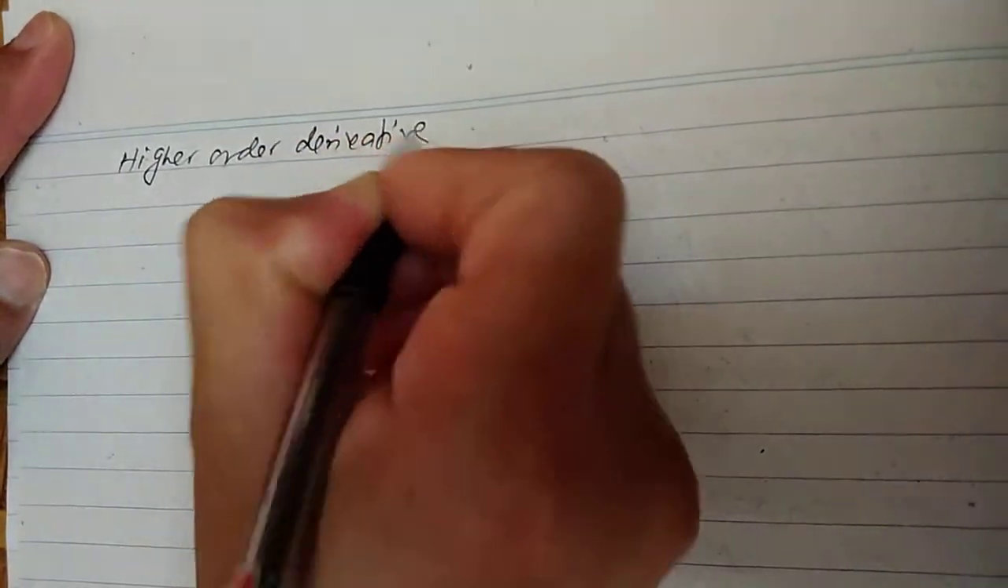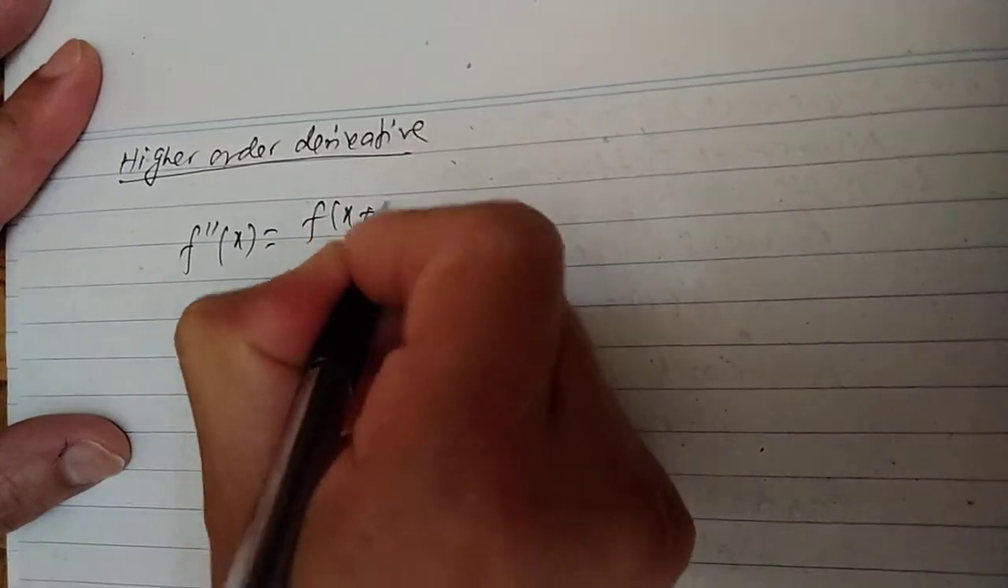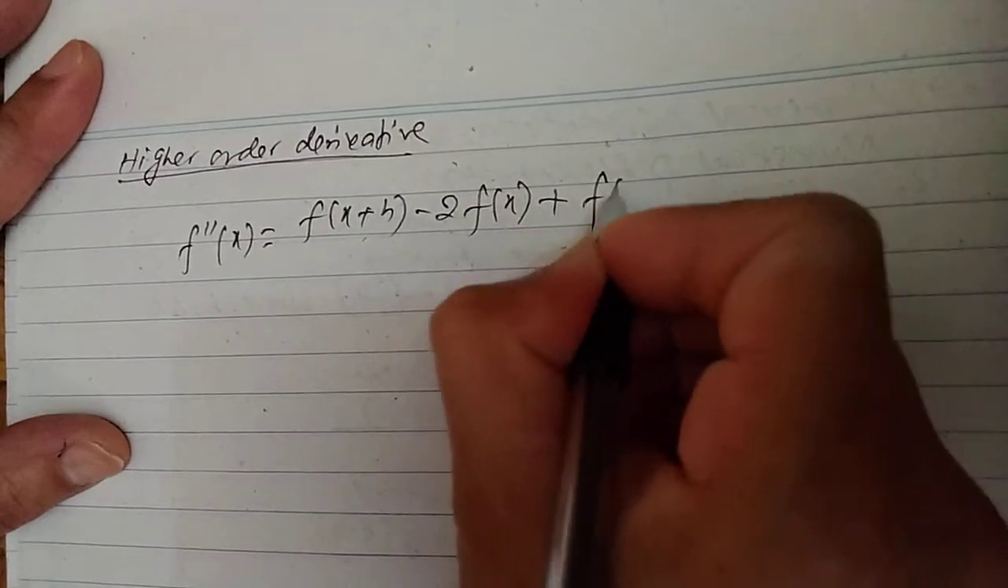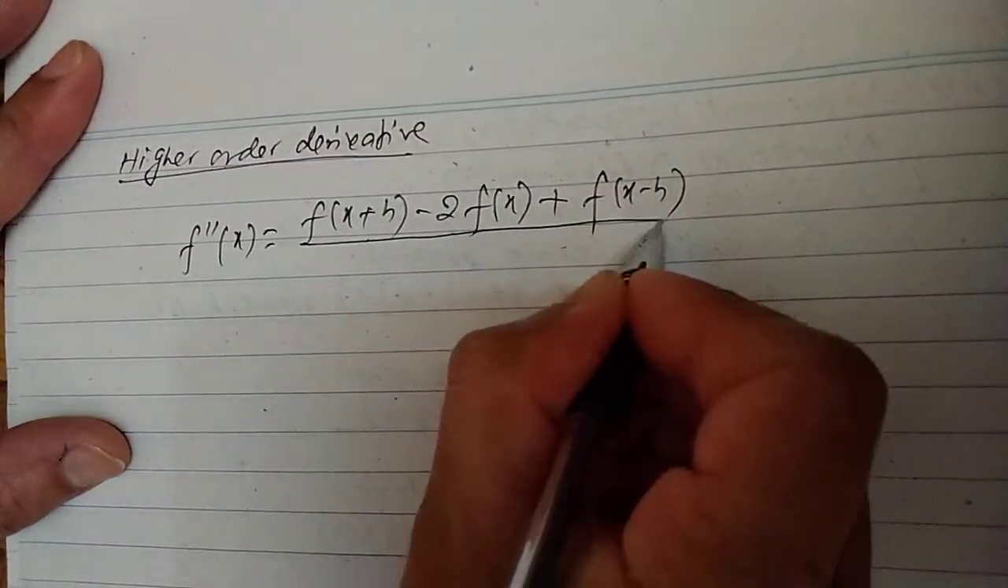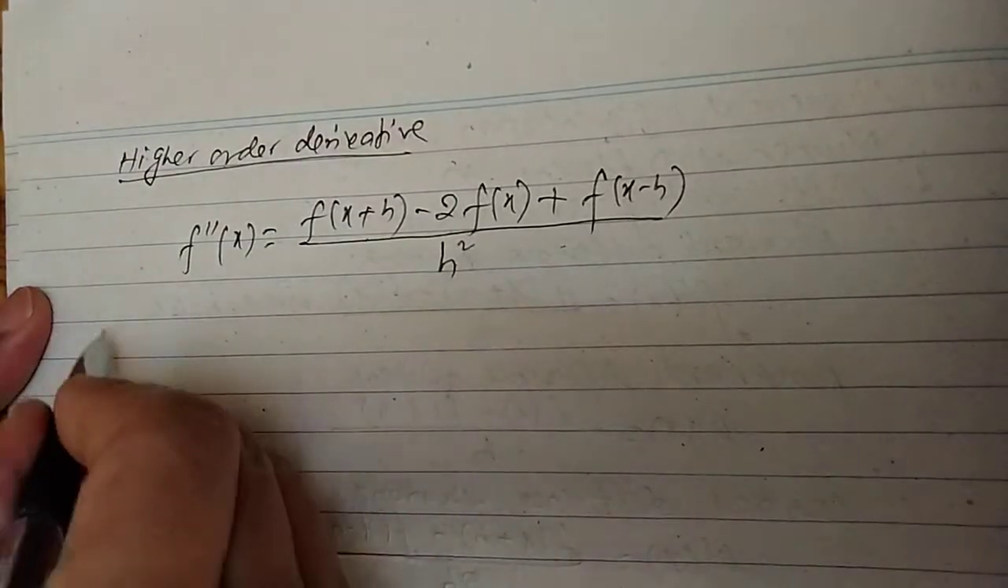So let's do it for a higher order derivative, the second order derivative. In case of higher order derivative for a continuous function, f double dash x will be equal to f of x plus h minus 2 into f of x plus f of x minus h, whole upon h square. So there is only one formula. Let us do an example here.